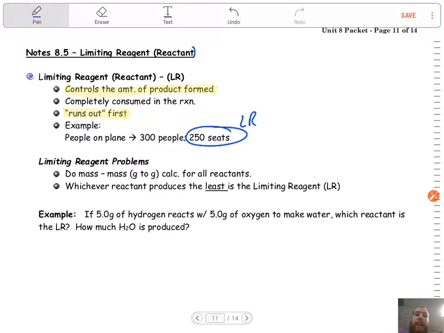Once one of the reactants is used up and there's no more of it, the reaction will stop. The limiting one, like I said, runs out first. We do have this piece called the excess reagent or reactant, and that's what would be left over. That one is not used up. Now in this class we're not going to worry about how to calculate excess reactant. They don't do that anymore with the reagents. Limiting would be the only thing that you need to worry about.